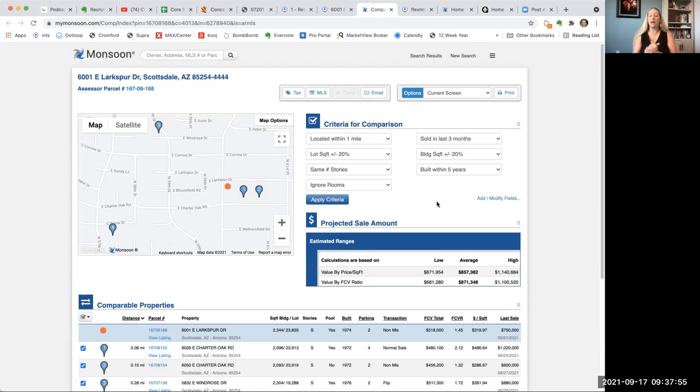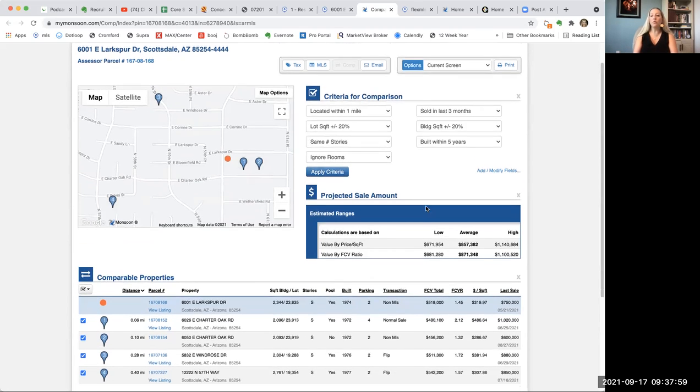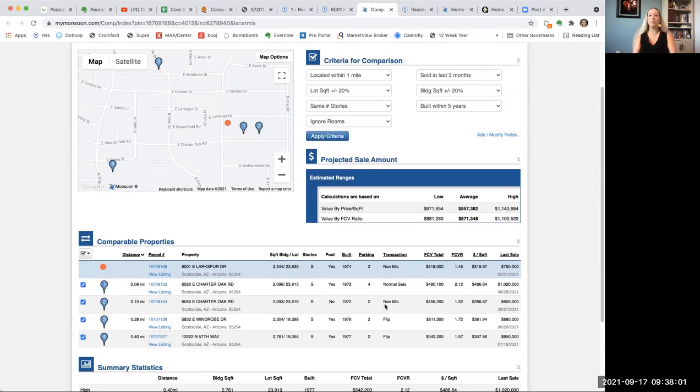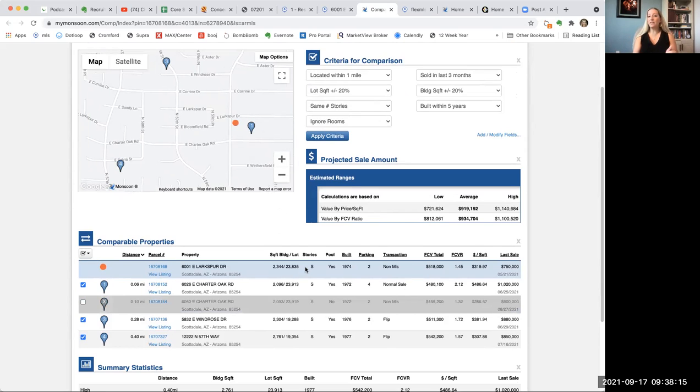Oftentimes we need to look at what is on the comparison. So in this case, we've only got 4. Normally that might be sufficient, except that one of them is a non-MLS property. And what that means is that the appraiser can't determine if it's an arm's length transaction, and therefore it cannot be considered for the evaluation. With that, we're going to remove that property, and that leaves us only 3, which probably is not a real great amount of properties to give us a valuation. So if we can, we want to look for more.